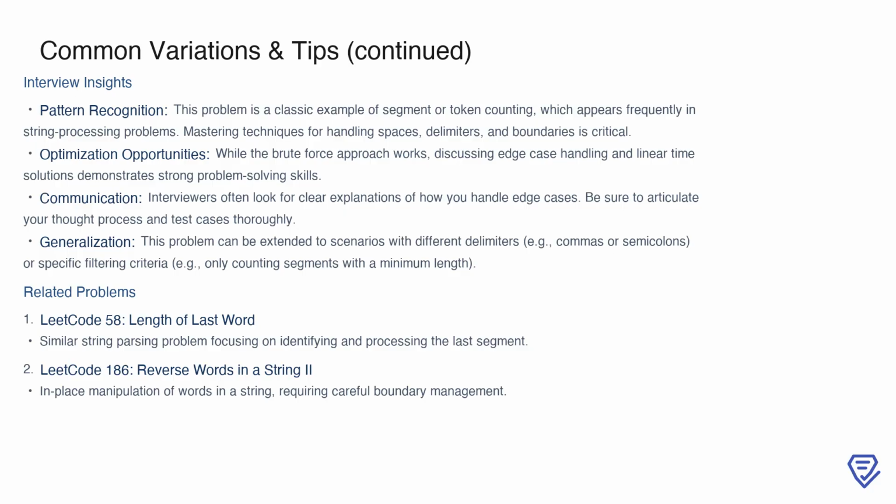Furthermore, this problem lends itself to generalization. It can be extended to scenarios involving different delimiters, like commas or semicolons, or even filtering criteria, such as counting only segments that meet a minimum length requirement. Related problems can also deepen your understanding. For example, LeetCode 58, which focuses on finding the length of the last word in a string, shares similar string parsing techniques. Another example is LeetCode 186, which requires in-place manipulation of words in a string, emphasizing careful boundary management.